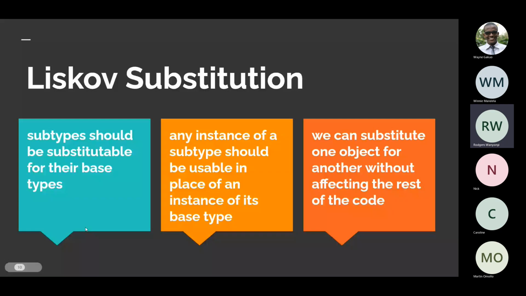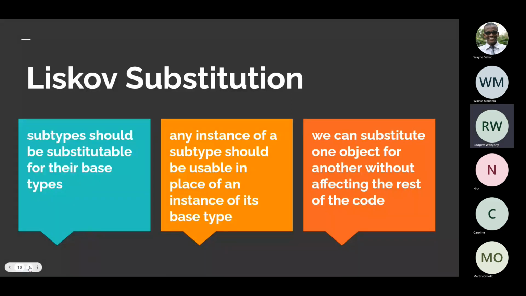So next we have the Liskov substitution principle, which we can use to make objects of a subclass behave the same way as the object of the superclass. In that case, the subtypes, or the subclasses of the superclass, should be substitutable by the base type. So we are able to swap objects without affecting the rest of the code.